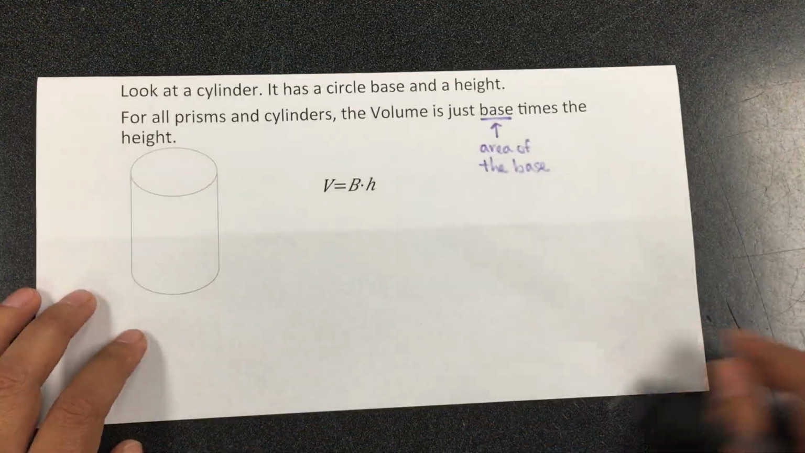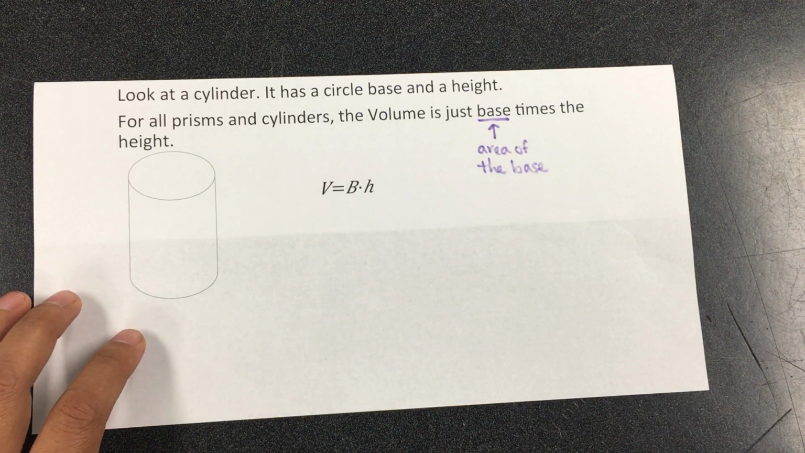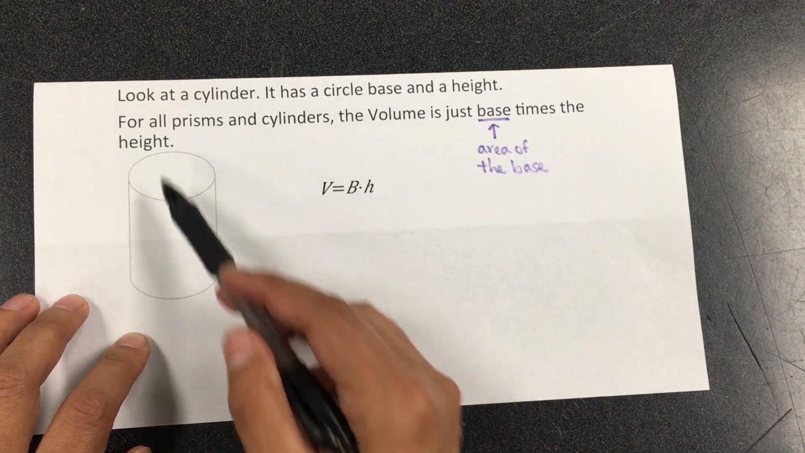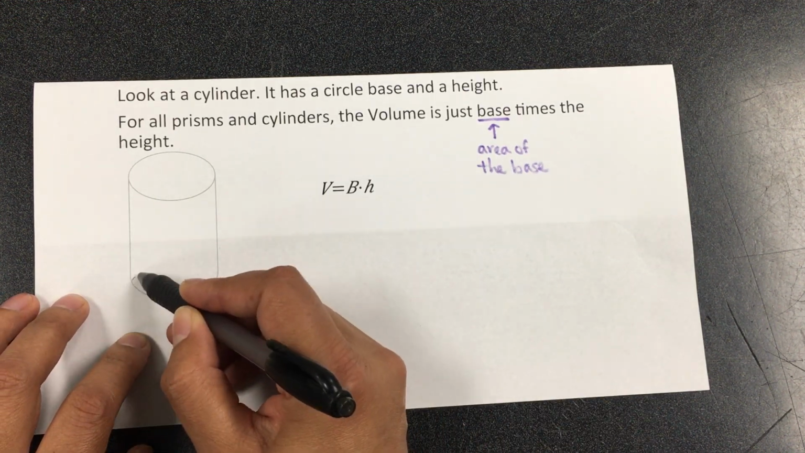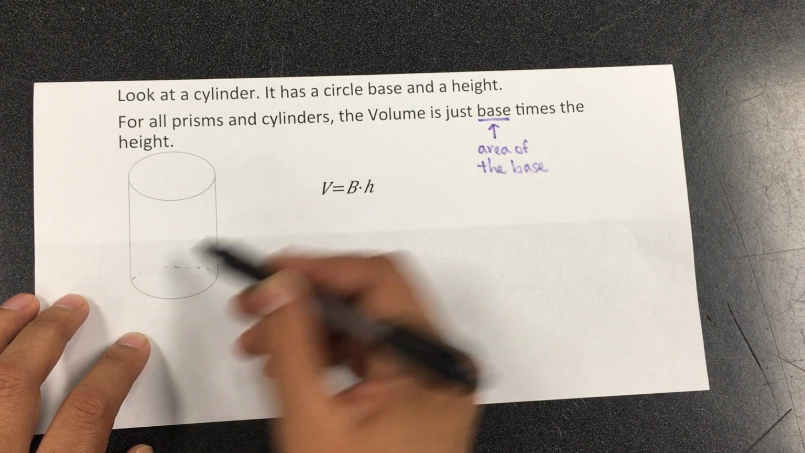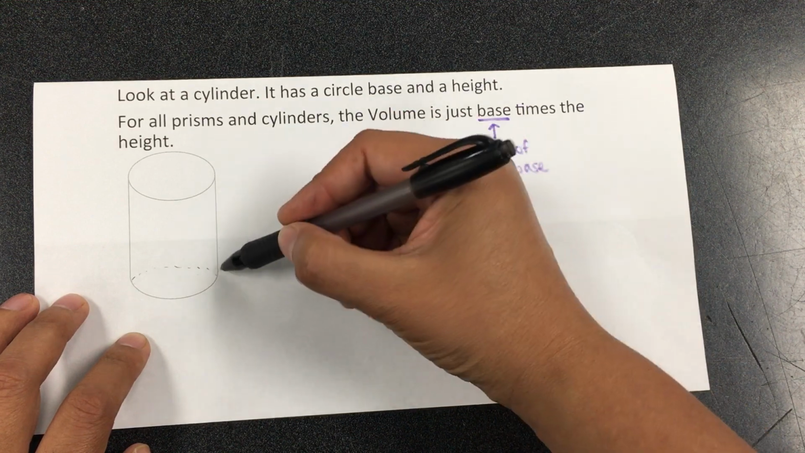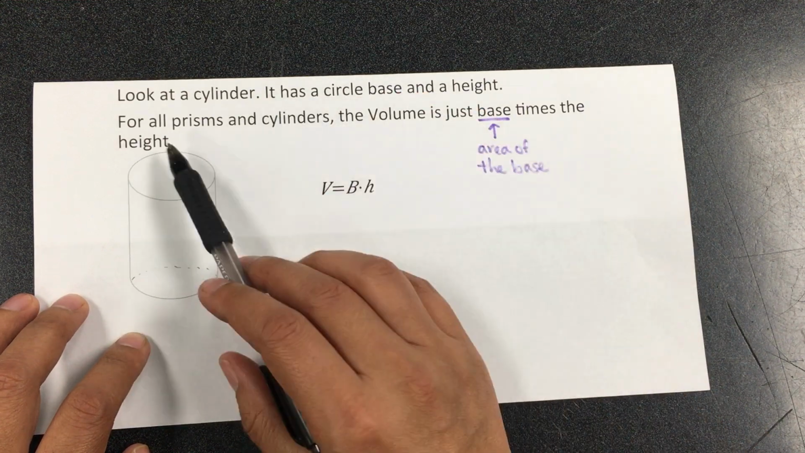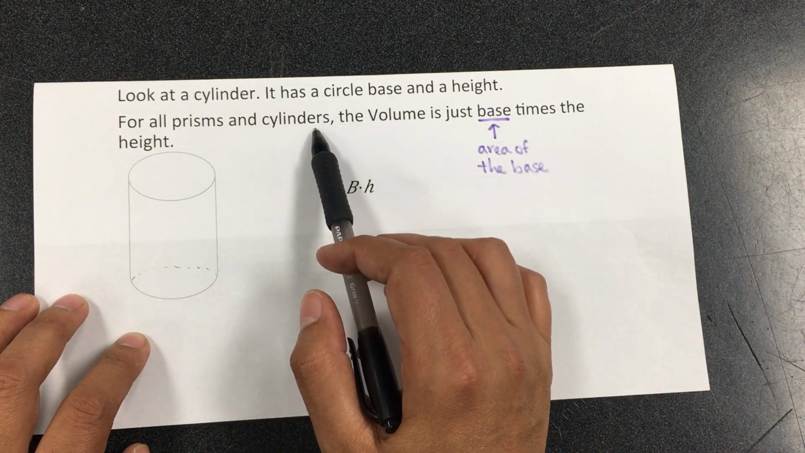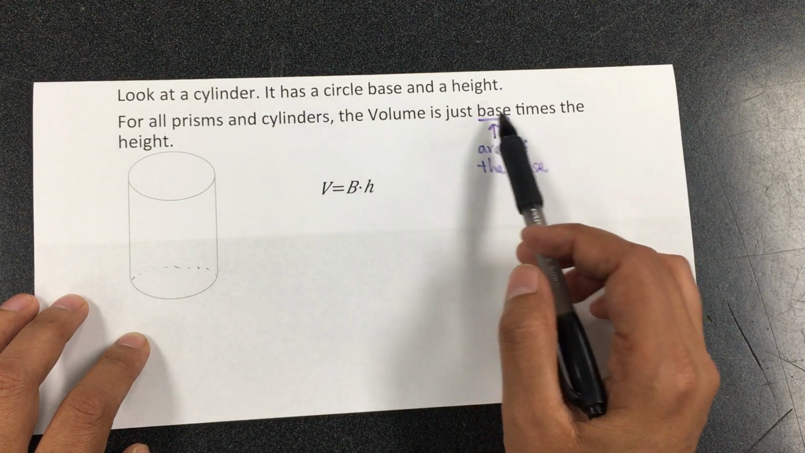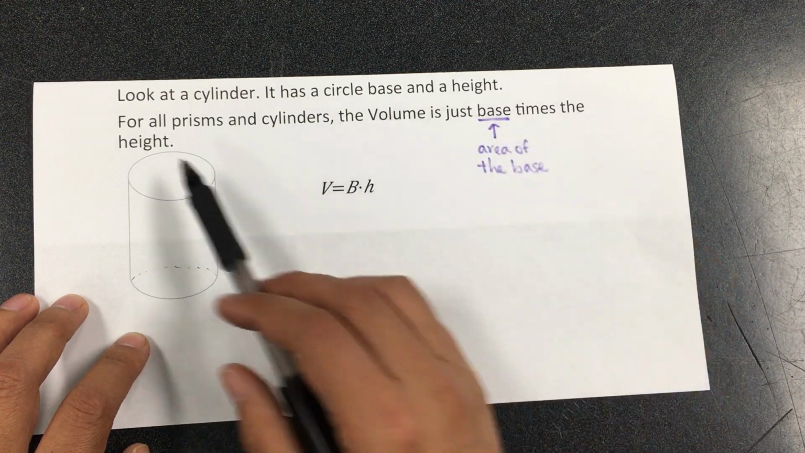So it says, look at a cylinder. It has a circle, has a base, okay? So in here we don't see it, but the base is a circle. And the height, which is this part right here. For all prisms and cylinders, the volume is just the base times the height.